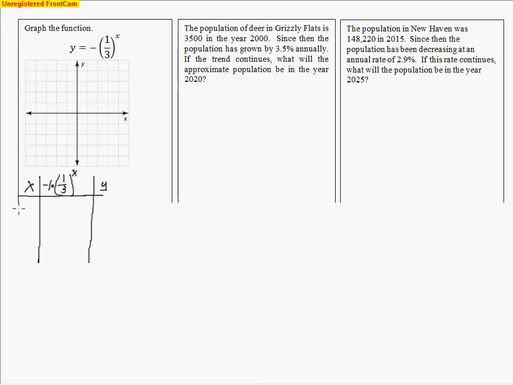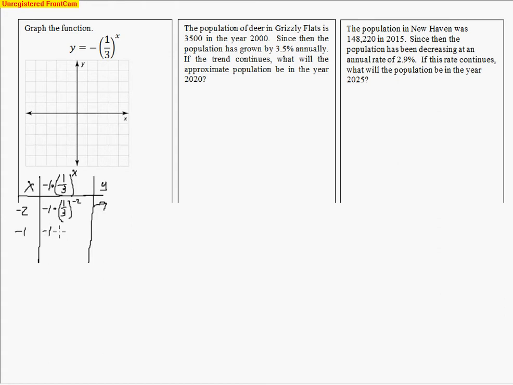And so I'm going to try -2 to start with, and so when I do that, I have 1/3, but then I've got to bring it to the negative second power. So taking the reciprocal makes 9. And so 9 times -1 makes -9. So I'm not going to fit that one on there, but I see where it's going.